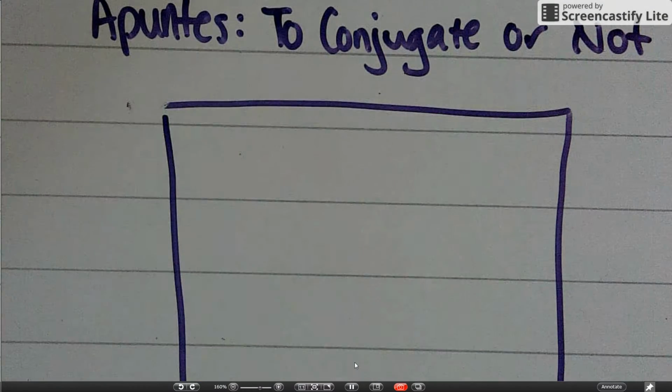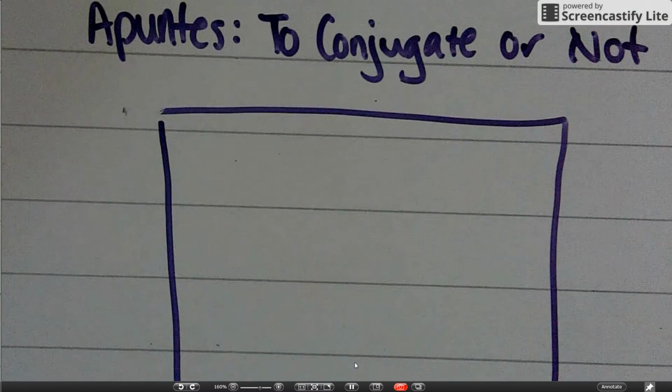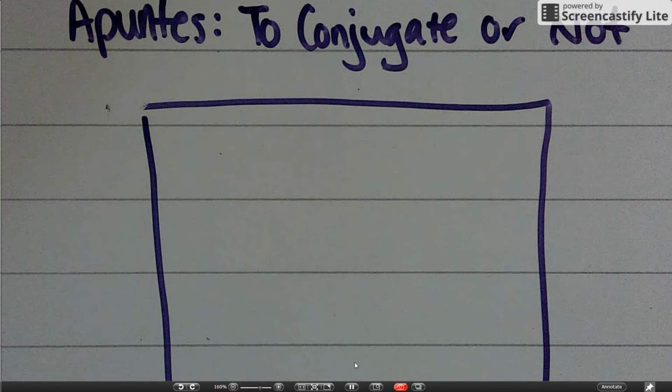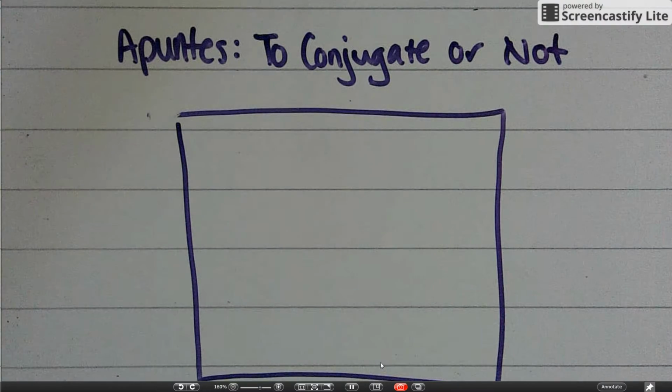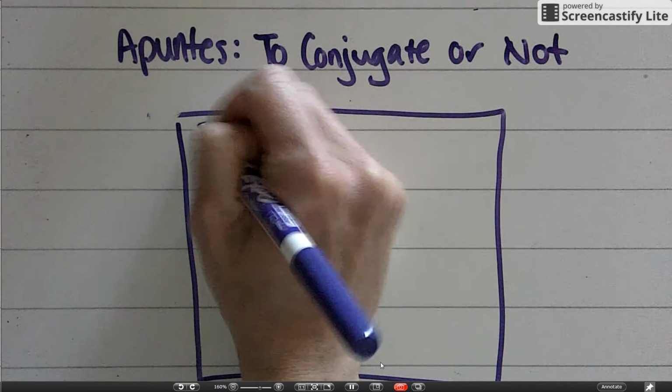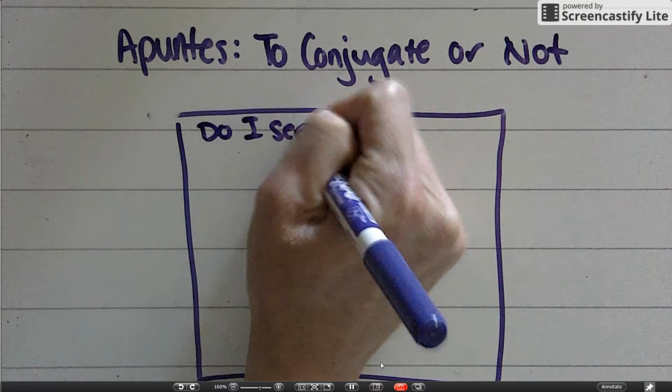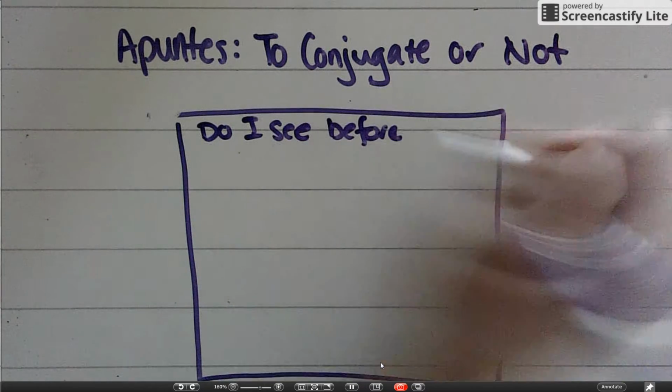So the first thing you're going to do is title this in section 3 of your Spanish notebook, Apuntes, to conjugate or not. And you draw a decent sized box right there in the center. I'm going to raise this up just a little bit so you can see a little bit better. There we go. And at the top, I write, do I see before the blank?